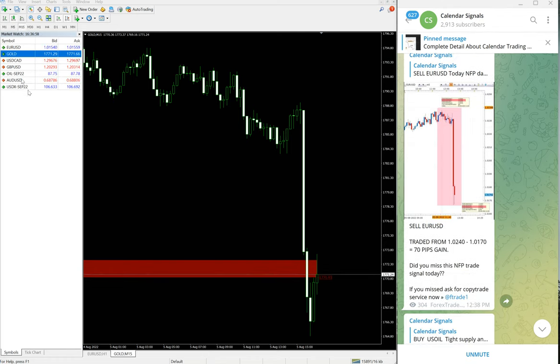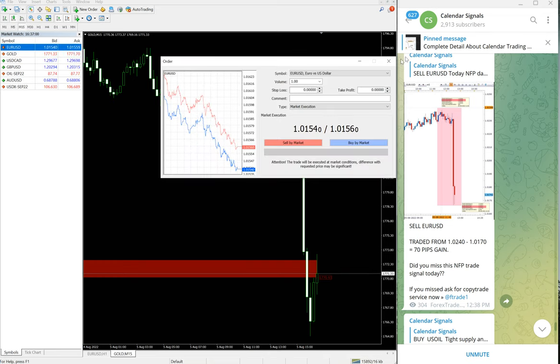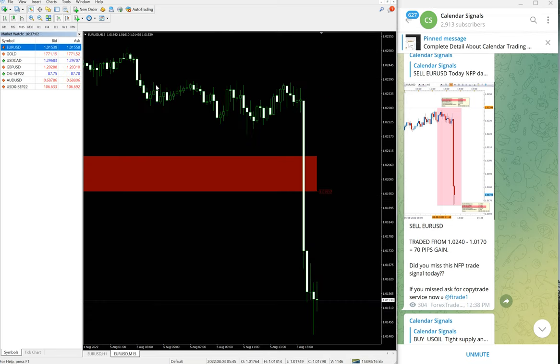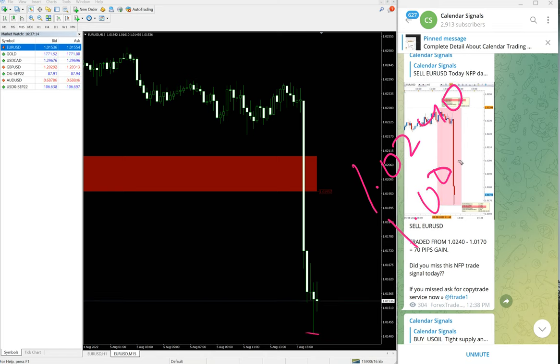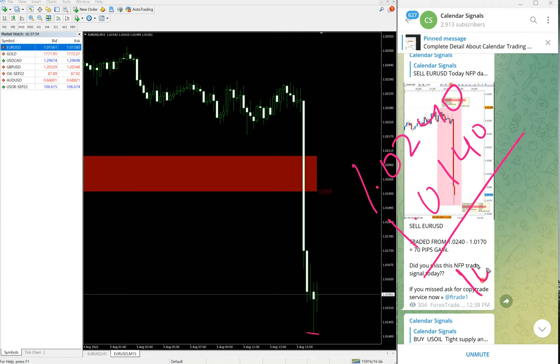Then EURUSD, we gave sell EURUSD, that also well performed today. Here is EURUSD chart, and entry taken at 1.0240 and low traded 1.0140. Again huge profit, so 100 pips gain on EURUSD, 100 pips gain.